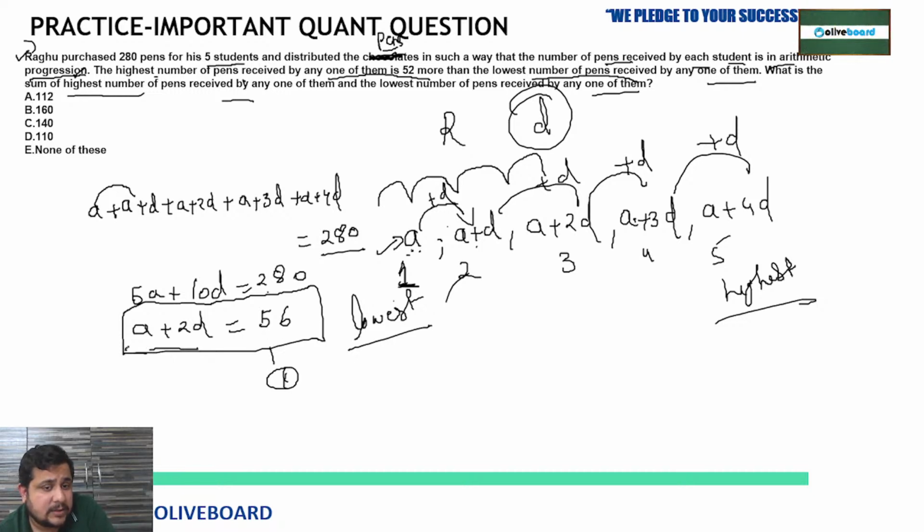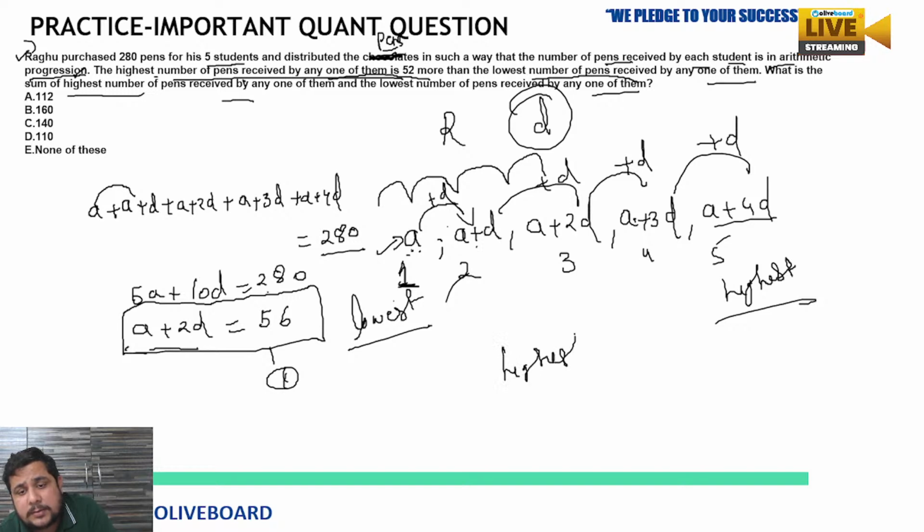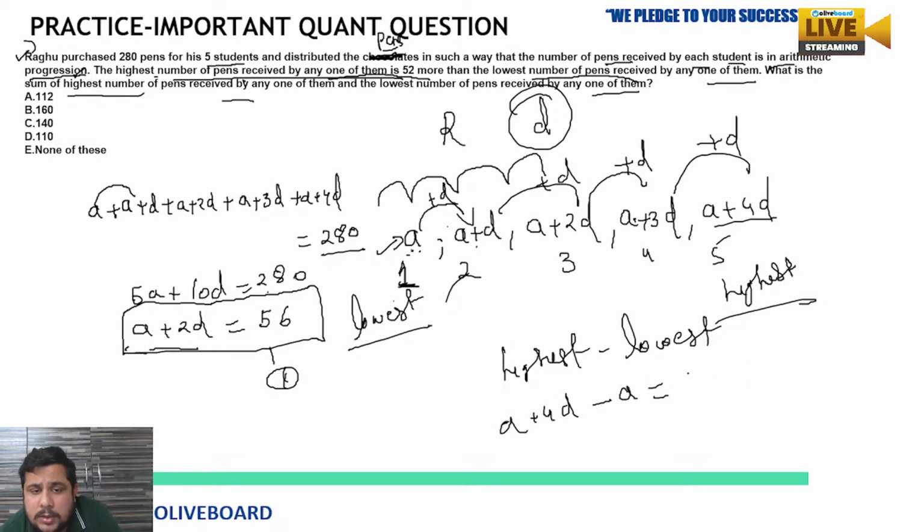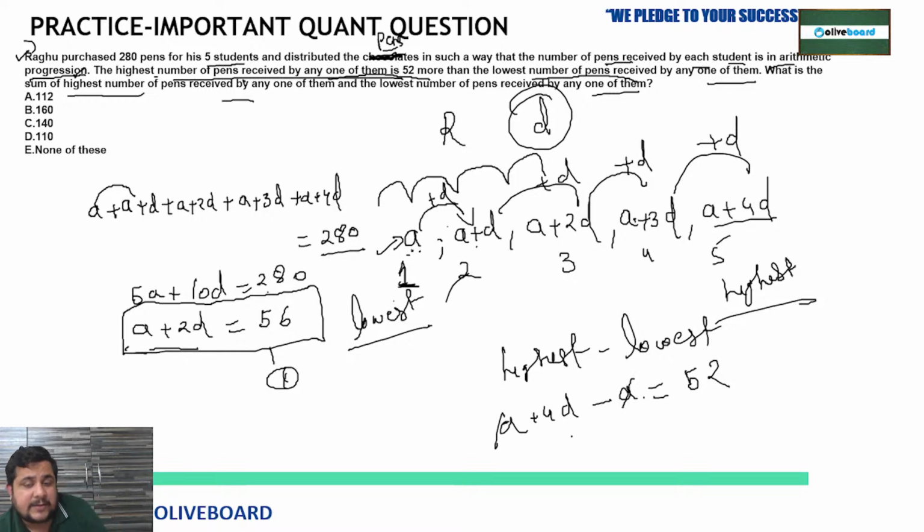Are we getting the value of A or D here? No, we are not getting. But one thing is given: the highest number of pens received by any one of them is 52 more than the lowest one. The lowest one we assumed A, the highest one is A plus 4D. So highest minus lowest, A plus 4D minus A, would be equal to 52. So A and A cancel. Now you can get the difference of the arithmetic progression. 4D equal to 52, so D would be equal to 52 by 4, which is 13.